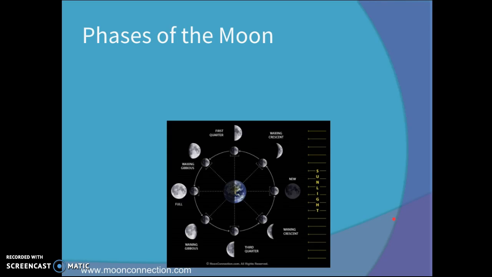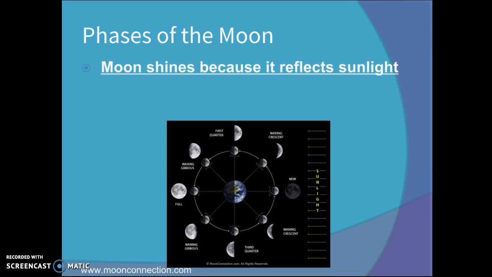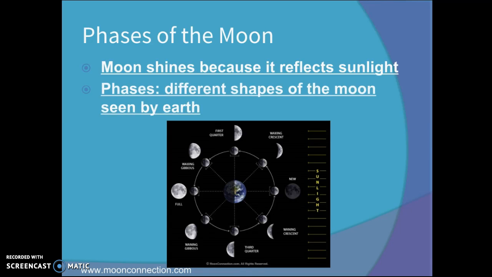Alright, phases of the moon. The moon shines because it reflects sunlight. So it's really the sun reflecting off of the moon that we see. The phases are just the different shapes of the moon from the angle we're seeing it on Earth.